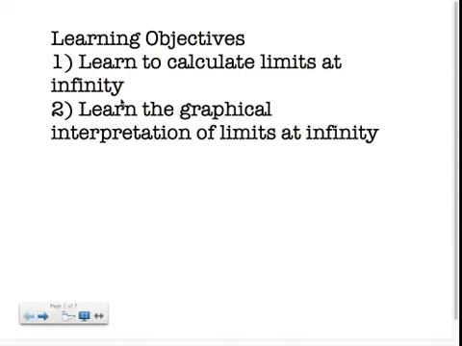Up till now, we've been looking at limits at specific x values and essentially looking at whether or not the graph of our function came to the same y value on both sides. Today you're going to look at limits way to the right or way to the left on your graph. In other words, limits at either infinity or negative infinity.